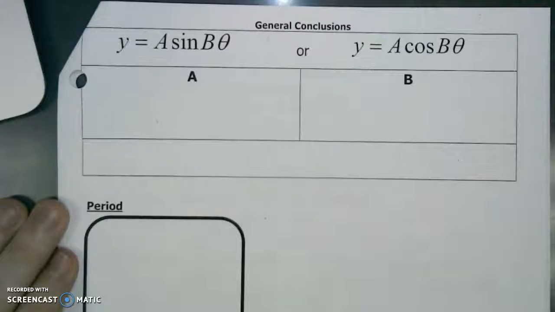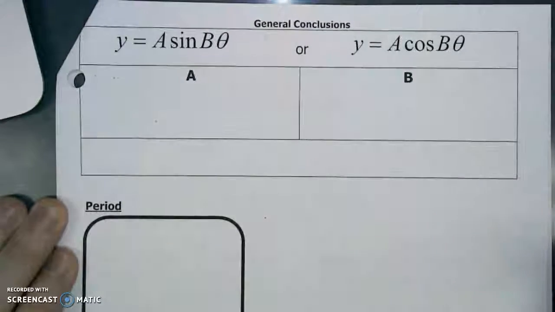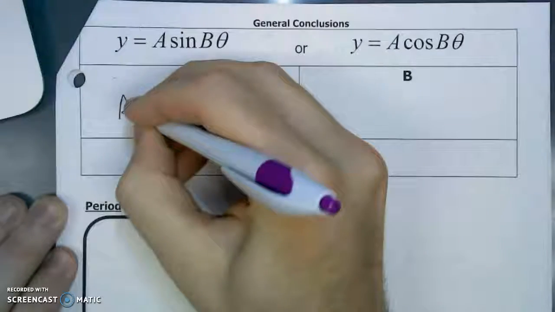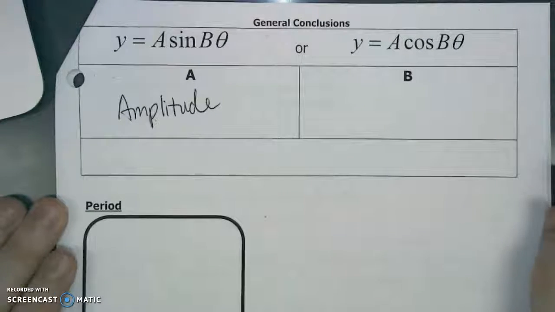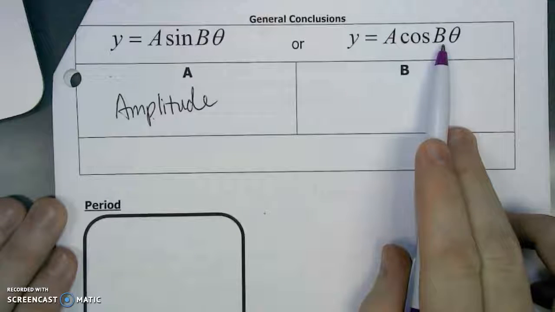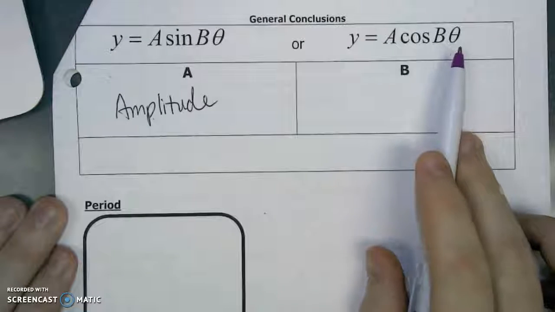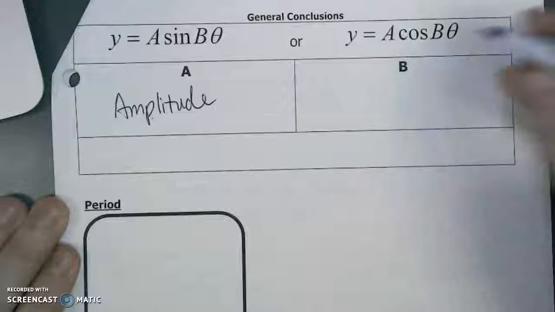Some general conclusions we can make about the numbers we just saw in the equations is that when you are multiplying by a number in front, it affects the height of the curve, which is your amplitude. So when there is a number in front, we call it A, and that is affecting the amplitude. We saw that when there's a number on theta, it affects your x-axis, and it affects how fast the curve oscillates, or how long or short the cycle is. So B affects the period.